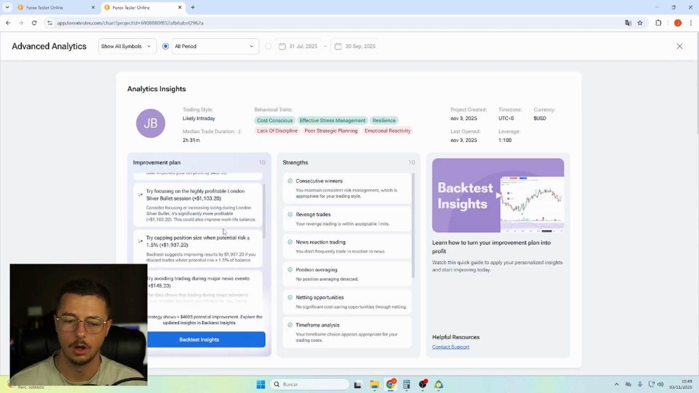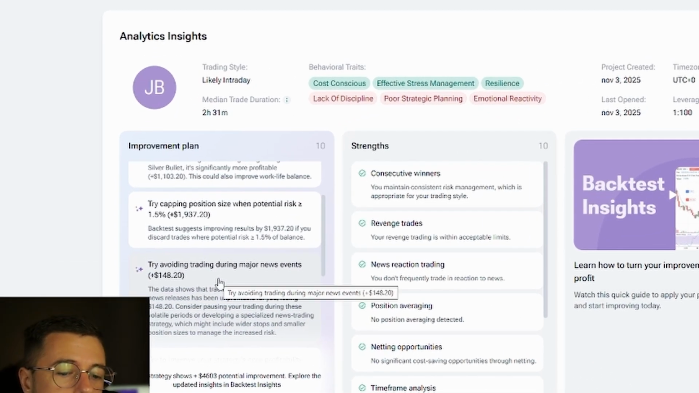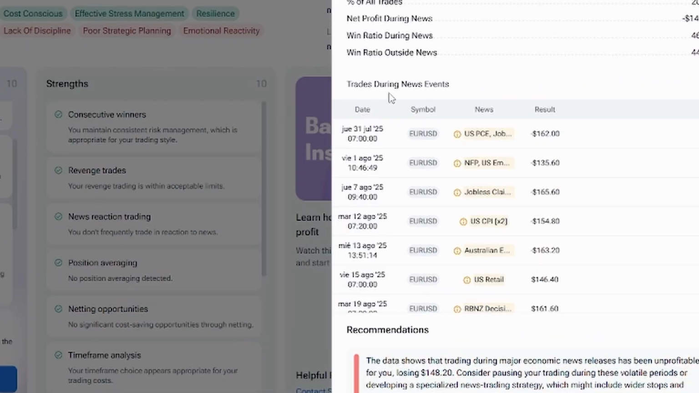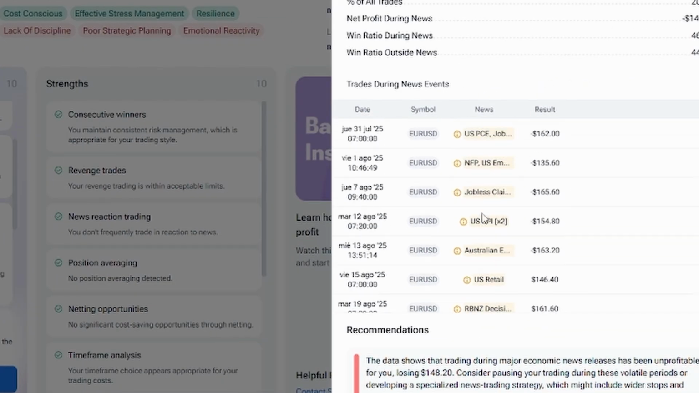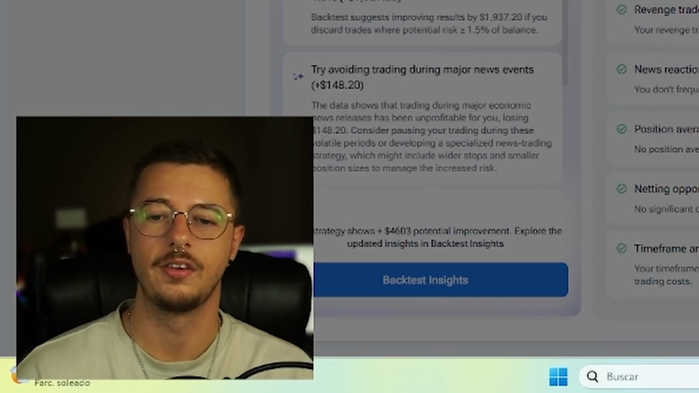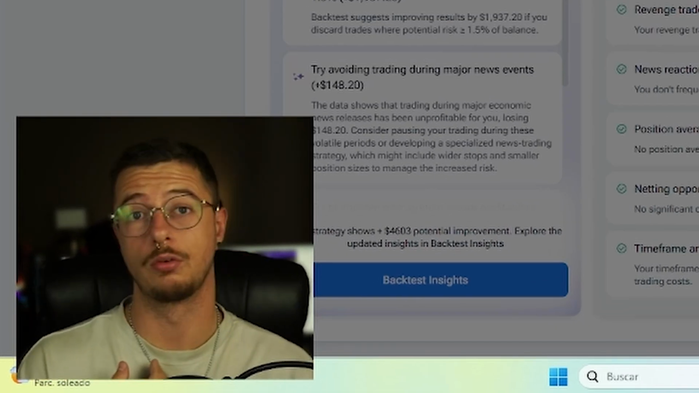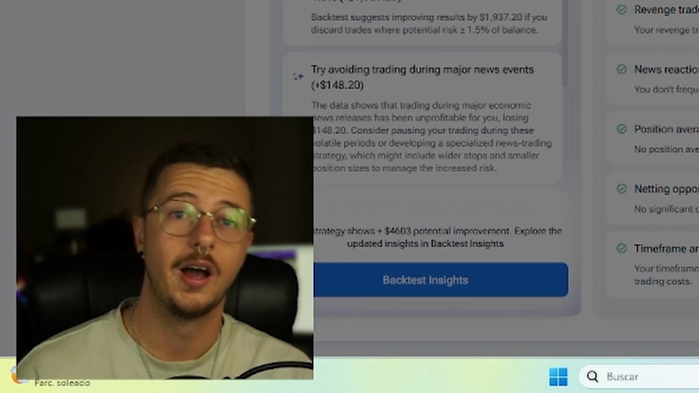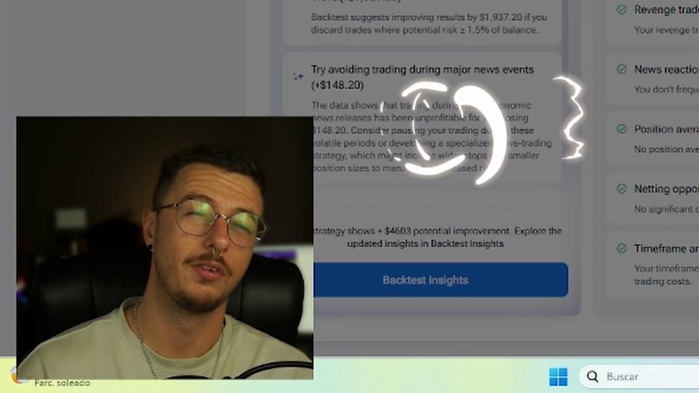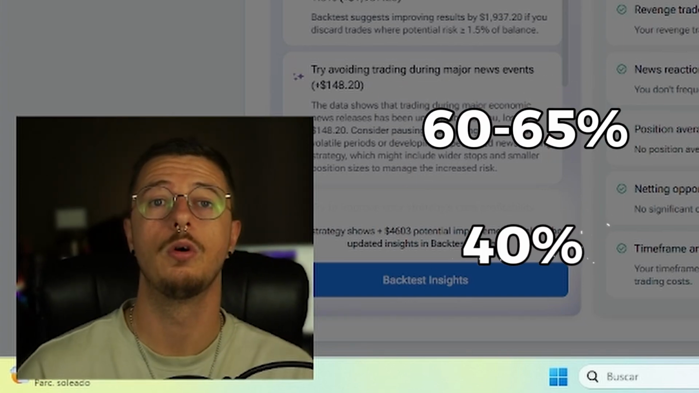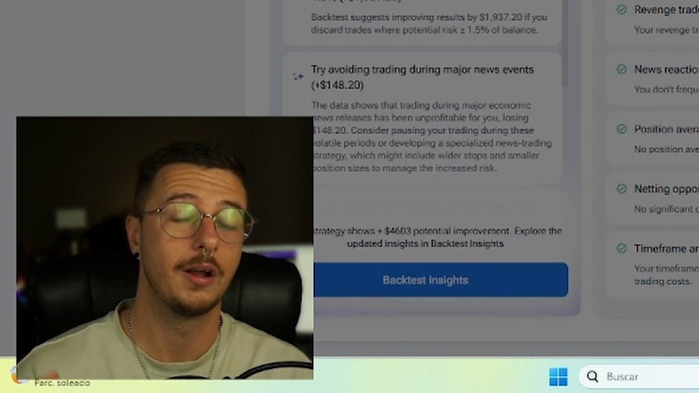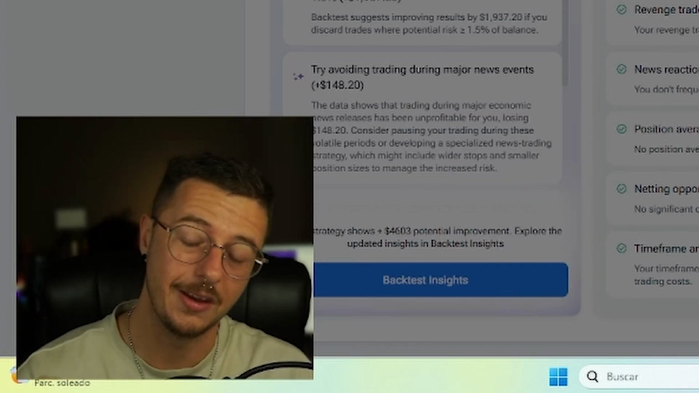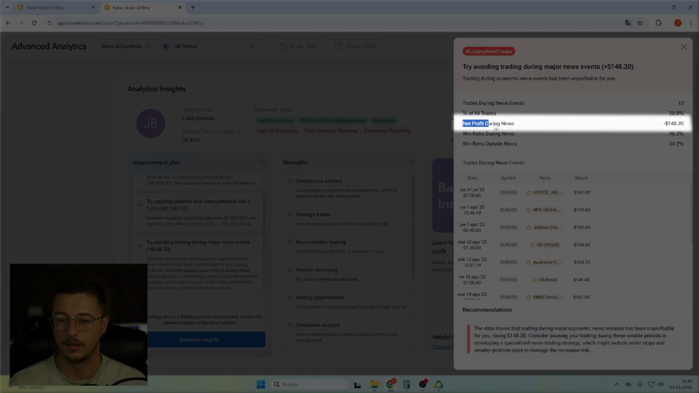And we have loads of stuff like this, like try avoiding trading during major news events. So it's basically saying here that on all these news events I'm mostly not going to be profitable. And in this case the difference isn't so big, but on my personal trading strategy, thanks to this, I noticed that my win rate went from 40% to 65% because I used to trade with the news. So when I stopped trading with the news, it improved quite a lot. And you can see that the net profit trading during the news is negative.